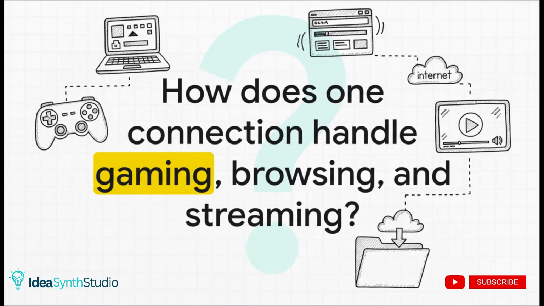So, have you ever really thought about this? You've got an intense game running, you're streaming a 4K movie, and you're downloading a huge file all at once over one single Wi-Fi connection. How on earth does your computer keep all that data separate and make sure it goes to the right place? It really does feel like magic, right? But it's not. It's just some seriously clever engineering, and the secret sauce is the transport layer.